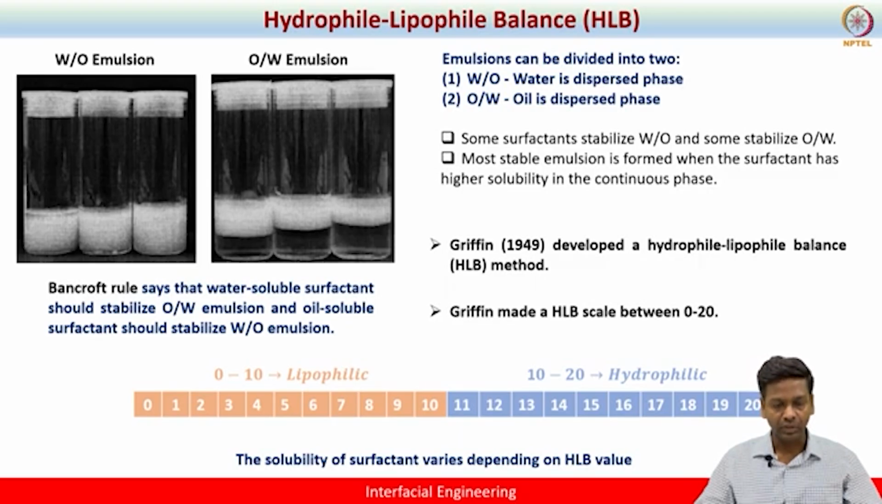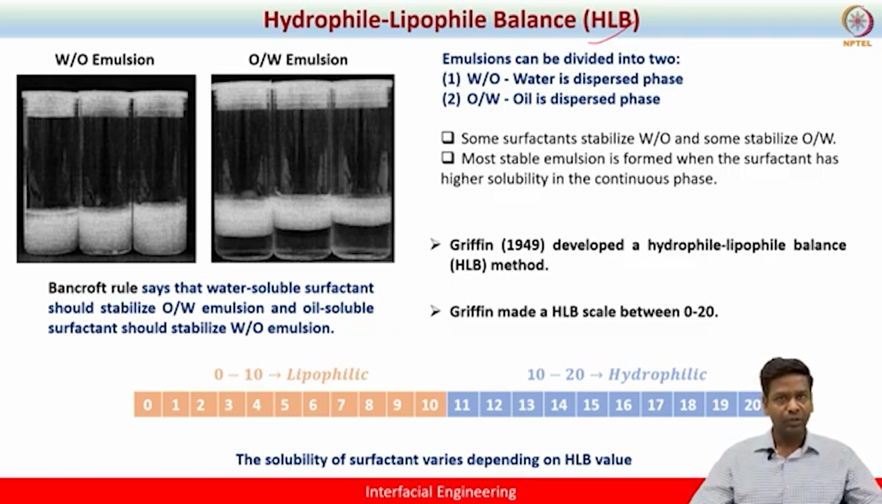So in this lecture we will look at the hydrophile lipophile balance, which is also called the HLB number. This guideline will be very useful when you want to stabilize, let's say, an oil in water emulsion. Sometimes you may be interested in stabilizing a water in oil emulsion. So what decides the type of emulsion, whether it is oil in water or water in oil?